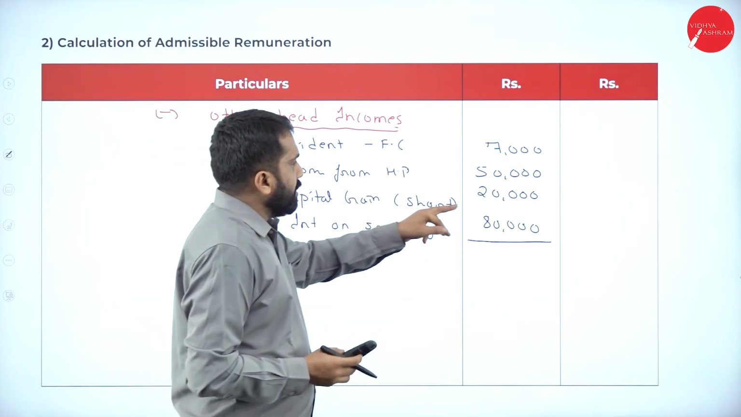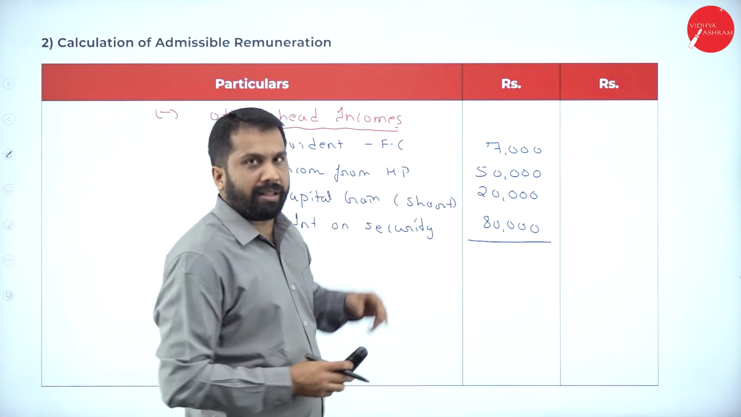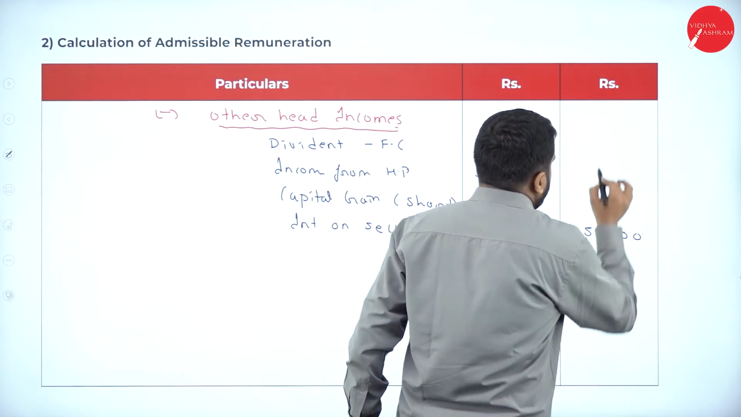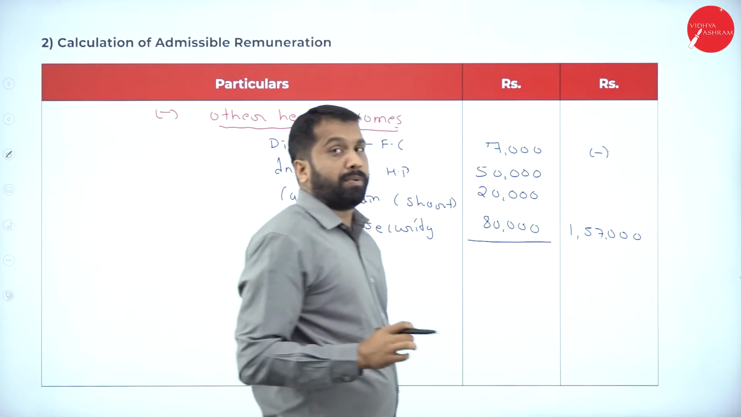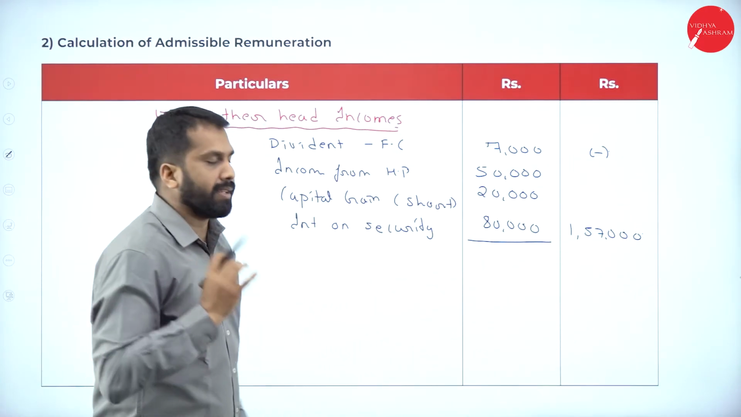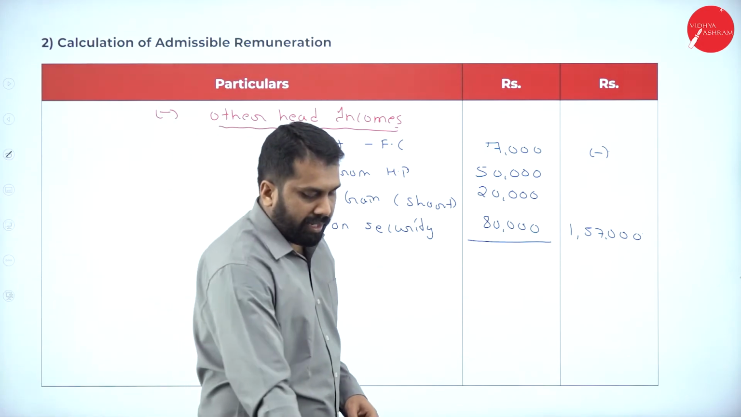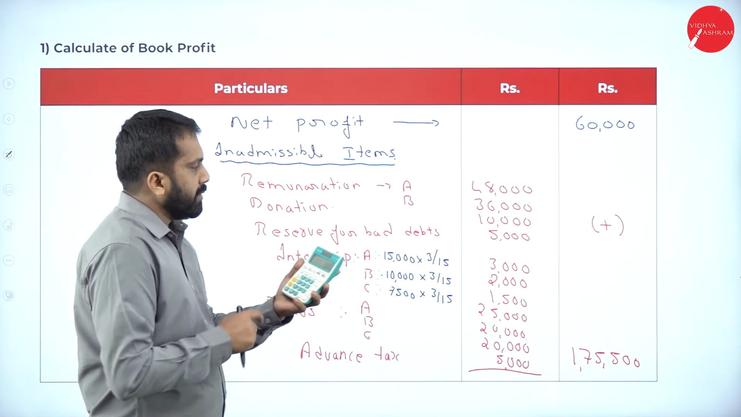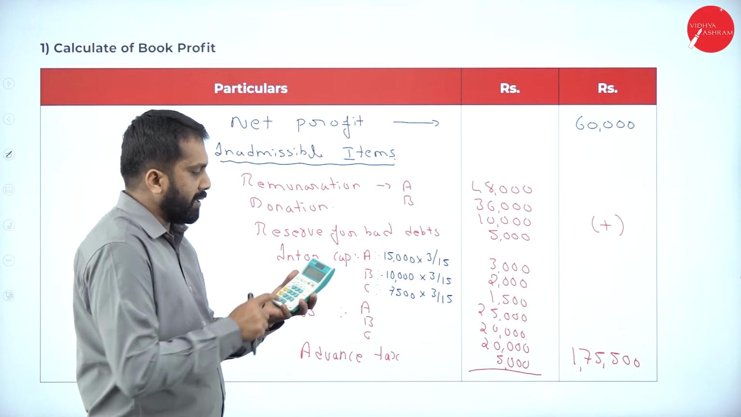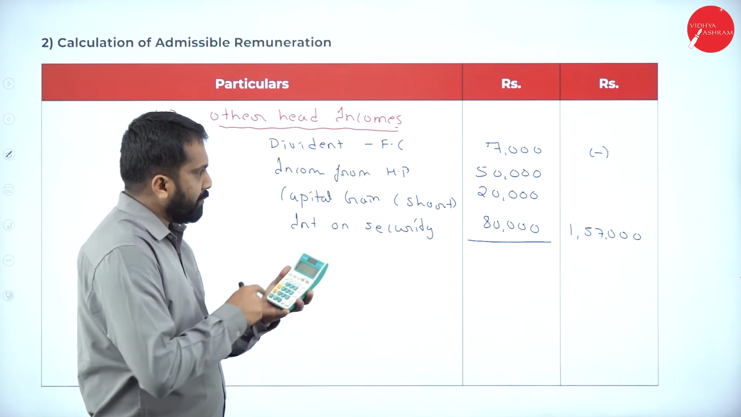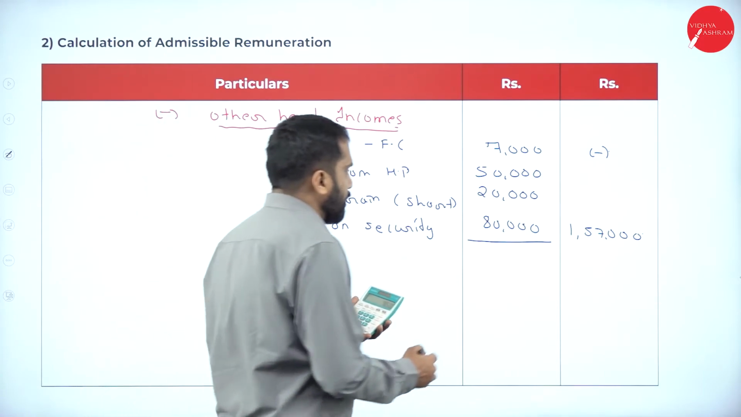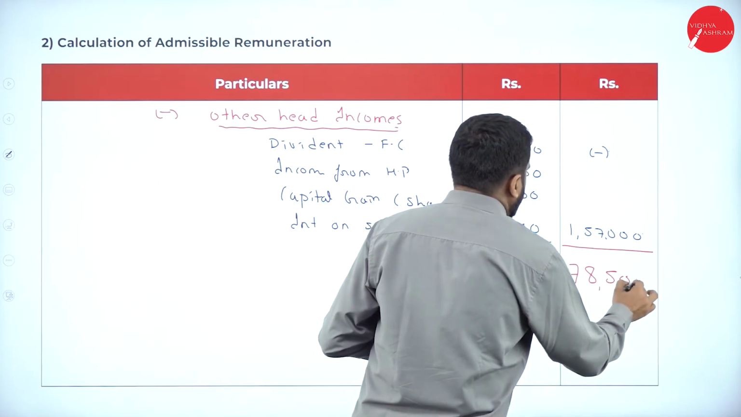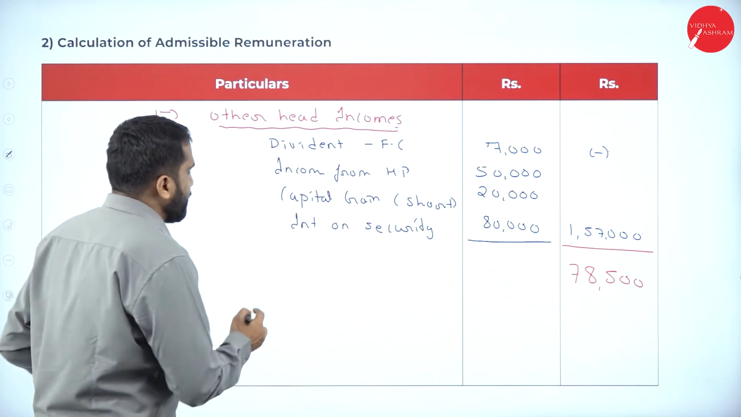Now total this. So almost 1 lakh, 1,50,000, 1,57,000. What we are supposed to do? We are supposed to subtract, minus. Now, in this, we'll check what is your answer. We have 60,000 in the beginning. Add 175,500 and minus 157,000. So how much you got? You got 78,500.